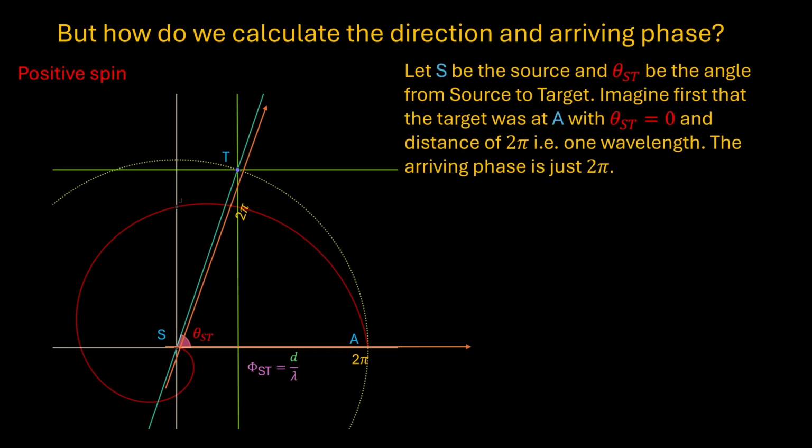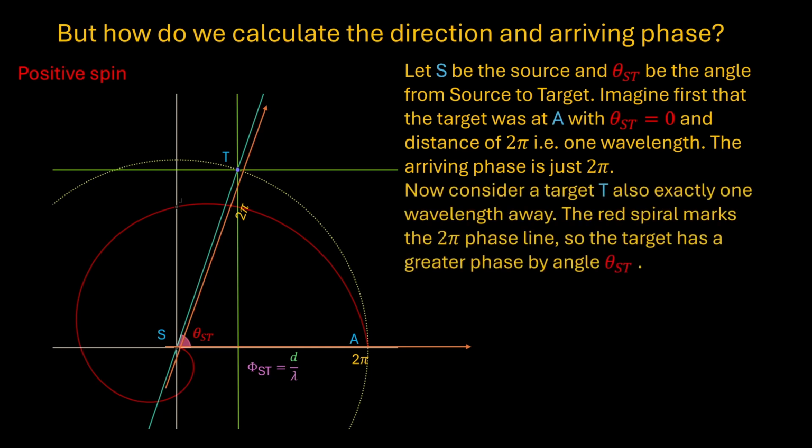The red spiral indicates the 2 pi phase line for the source FR. It is shown having a phase angle of 0, so the 2 pi point on the wave has just reached point A. The orange line is a phase indicator line like the ones we used earlier. Now, if we look at the target T at the same time, it is clear that it is further along the orange phase marker line, so it must have a greater phase. Remember, phase increases along the direction of the wave. Look back at the earlier slides if this feels confusing.